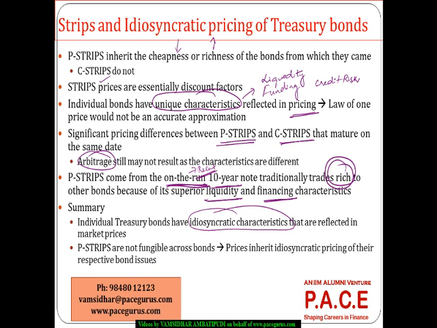While C strips are fungible, the P strips are not fungible across the bonds. So the prices inherit the idiosyncratic pricing of their particular bond issues. That's one important concept relating to the idiosyncratic pricing behavior of the treasury bond. They are not uniform. Whatever treasury bond I reconstitute, all of them may not behave with a similar pricing behavior because of this idiosyncratic nature.